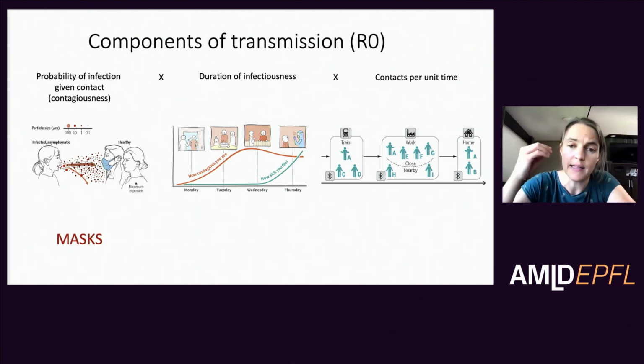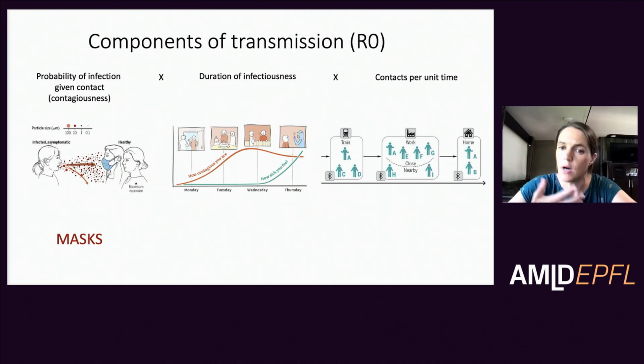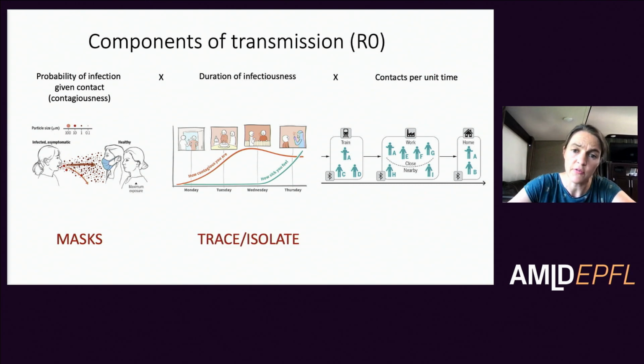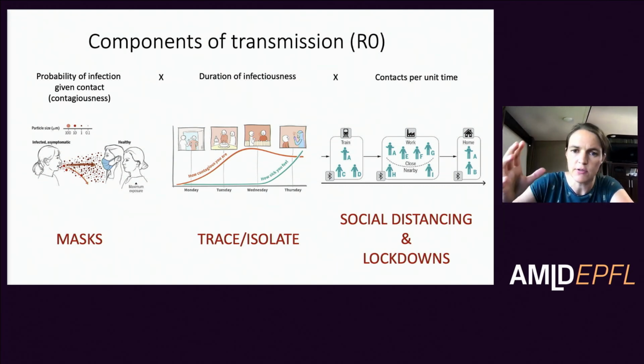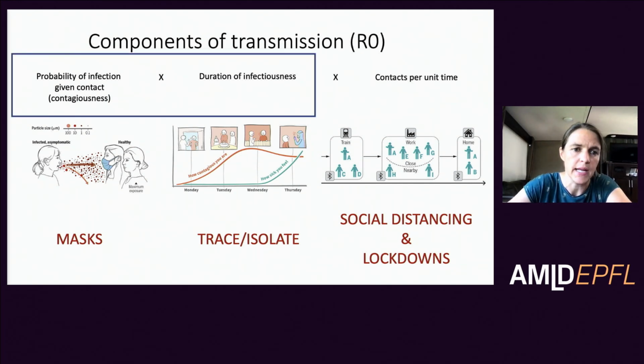And of course, they lead directly to some of the non-pharmaceutical interventions that we have implemented in the context of COVID-19. So masks reduce the contagiousness of people in contact with each other. We try to shorten the duration that people are infectious by asking them to quarantine if they have symptoms and to do testing and tracing and so on. And lastly, all of the social distancing and lockdown policies that have happened over the last year and a half have been related to this contact rate, so they've been designed to reduce the potentially infectious contact rate in the population.